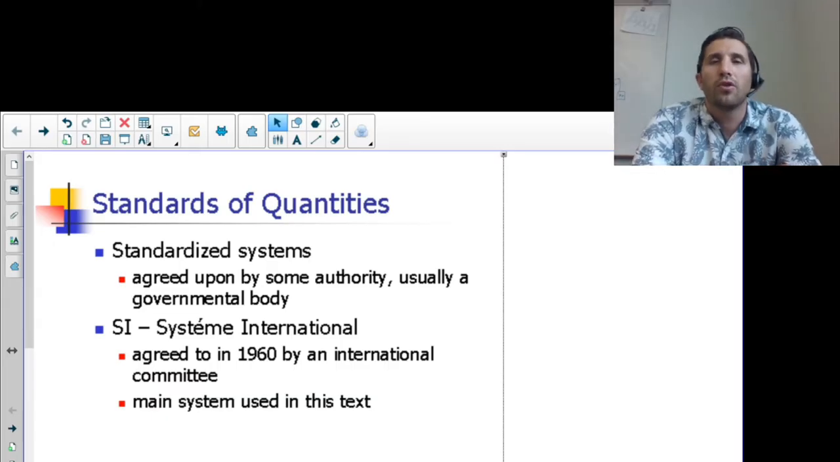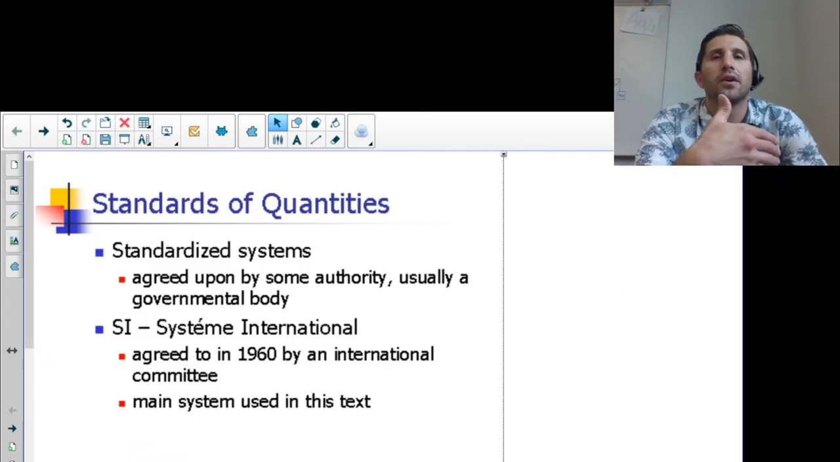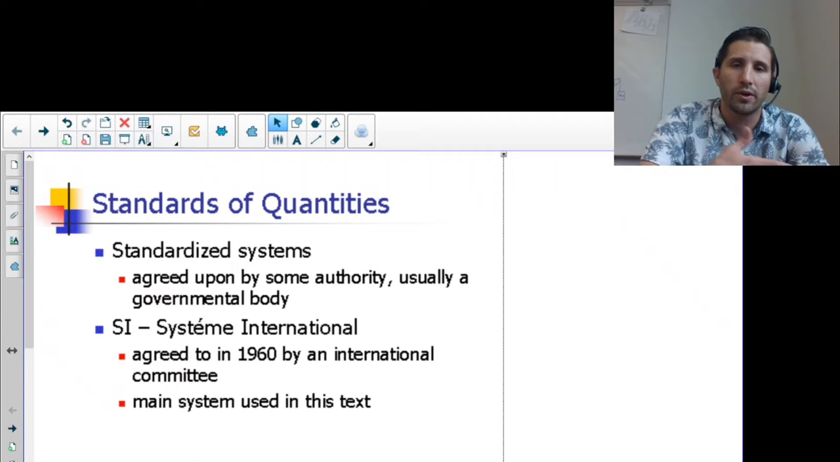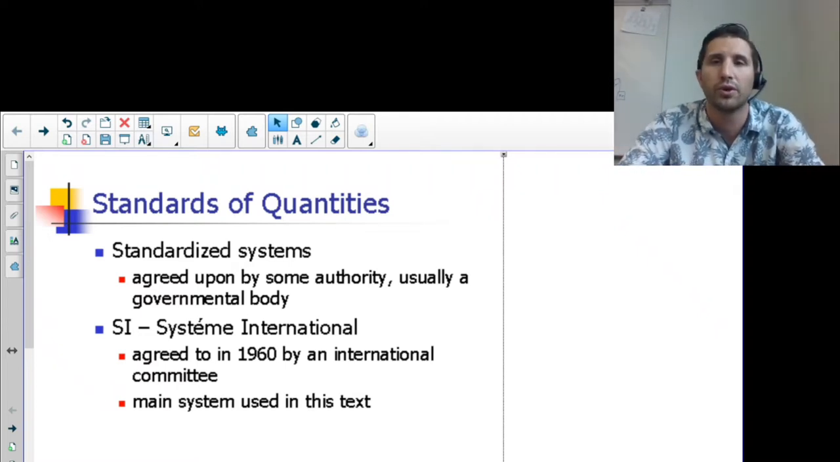The one that we use in physics is called the SI system, and it stands for Système International. This was first set up in France, but it was agreed by many different countries to be used for scientific purposes, and that was back in 1960. That's going to be the main system that we use in our course. We don't have a textbook per se, but this is the system of measurement that we're going to use. And the SI system is essentially the metric system, so we're going to use that.